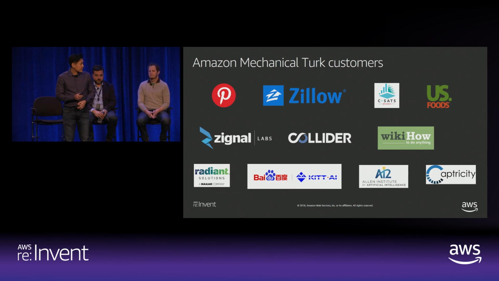So here are some of the broad set of customers using Mechanical Turk today. Customers ranging from Pinterest, Baidu, and Allen Institute use MTurk for machine learning. We have Zillow and CSATs for human insight, and WikiHow and US Foods for BPA.